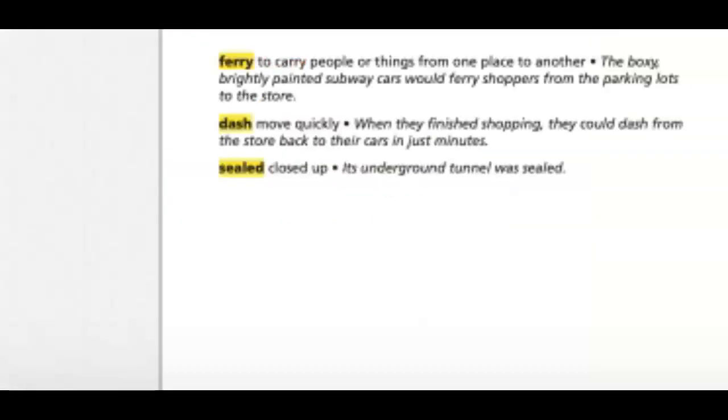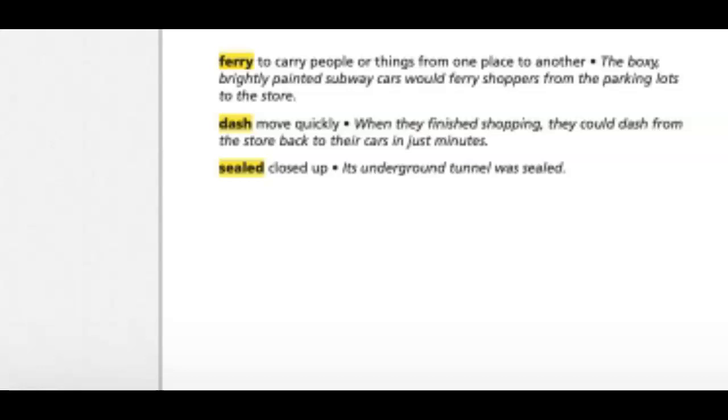Our next word that we learned is the word ferry. A ferry is used to carry people or things from one place to another. Notice how ferry is spelled F-E-R-R-Y. I know some of you might be thinking of a fairy, like a small person with wings, but that is spelled differently and also means something different.